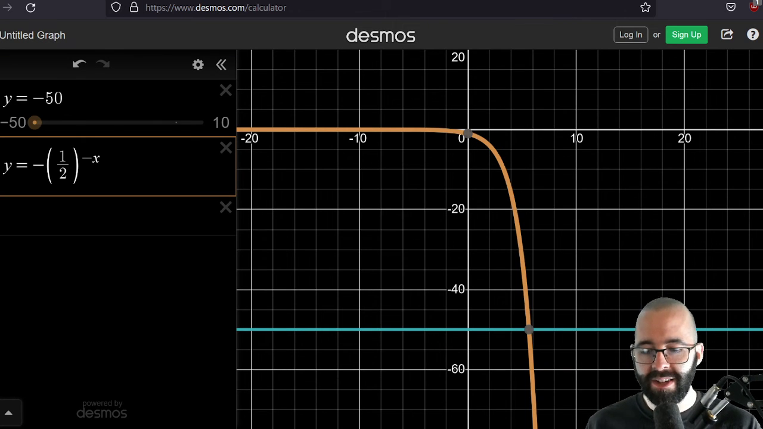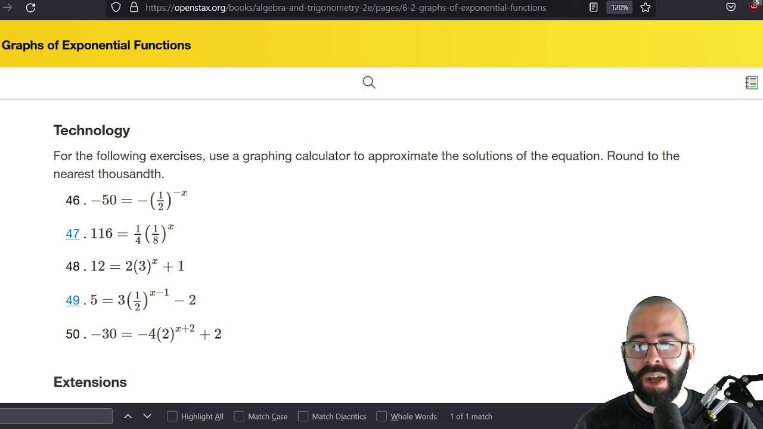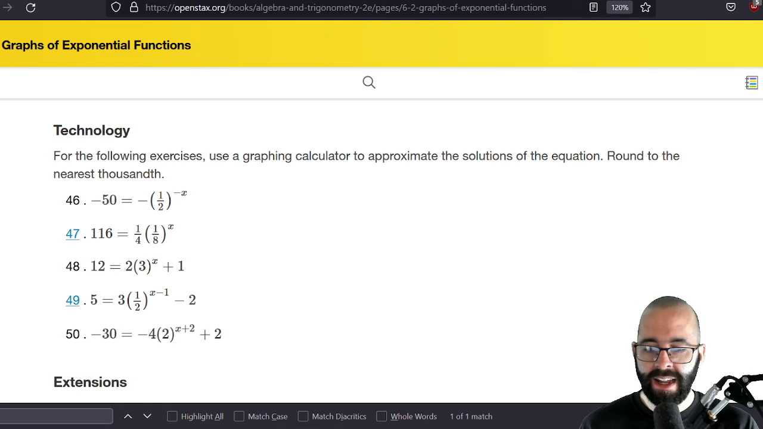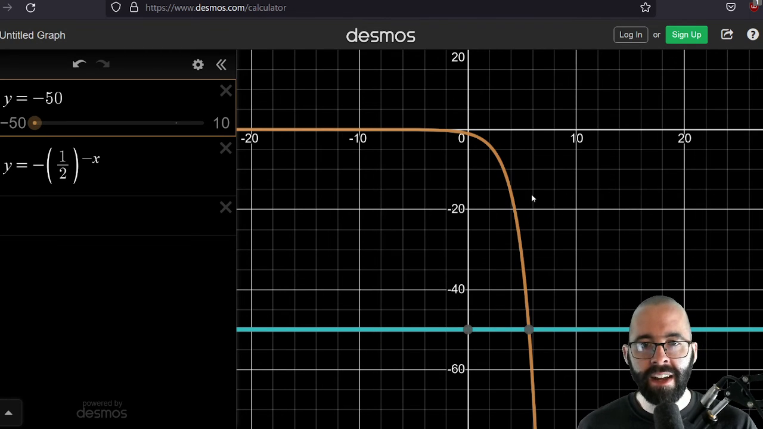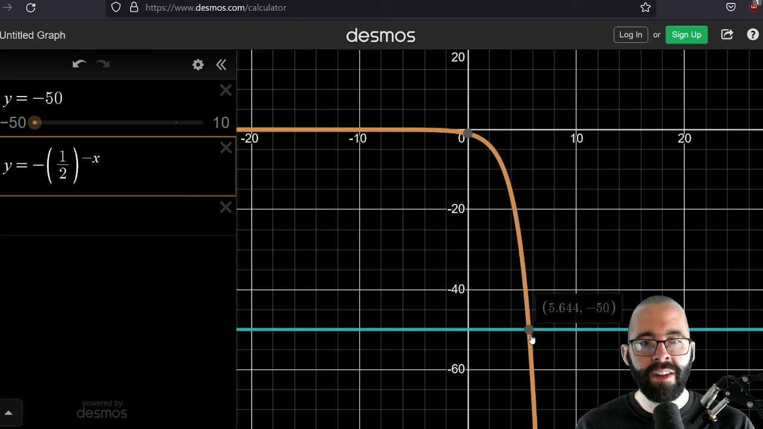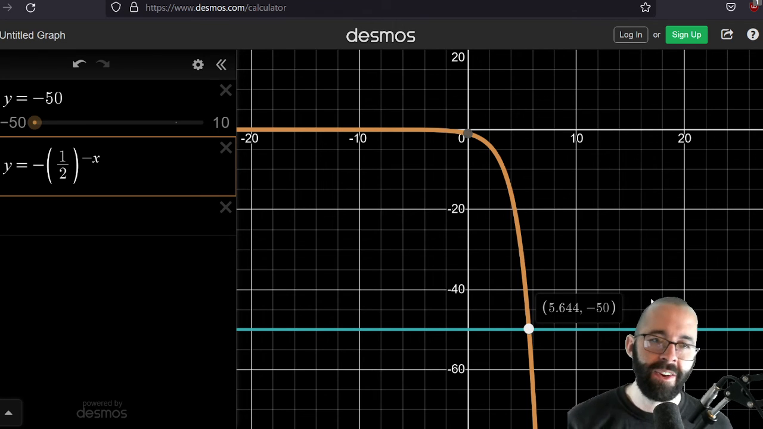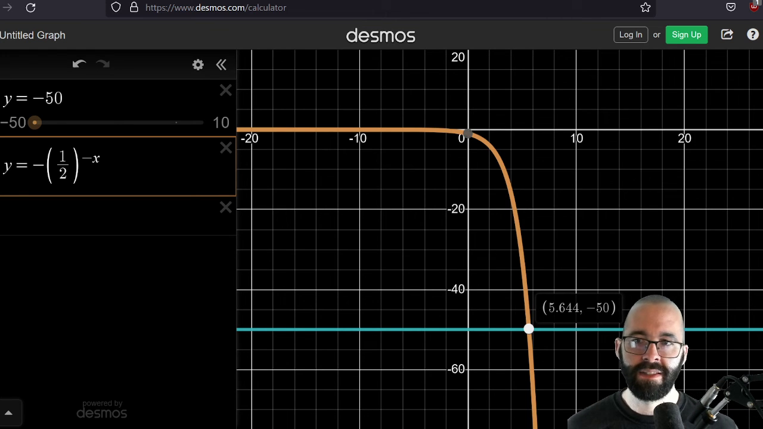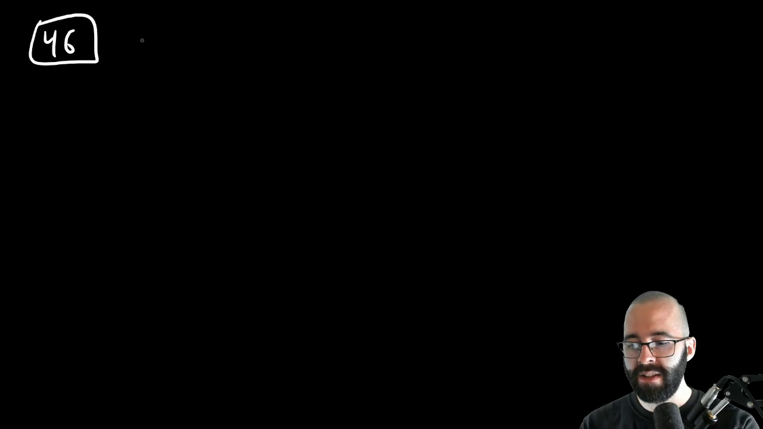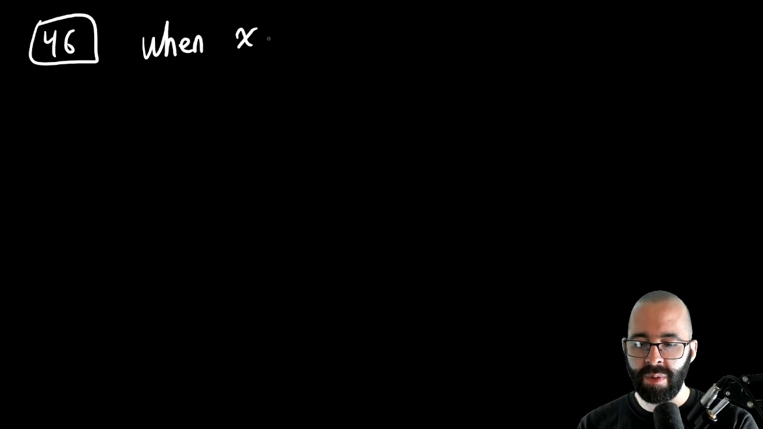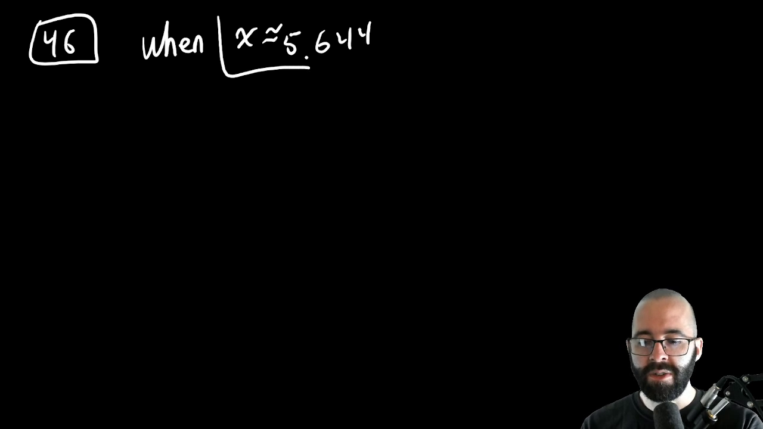Oh, so this is how it works, right? The solution to this equation is when the left-hand side equals the right-hand side. Graphically, blue is the left-hand side, orange is the right-hand side. When are they equal? Right here. They're equal when x is 5.644, approximately, and y equals -50. The solution is x approximately equal to 5.644. That's how you approach these ones.